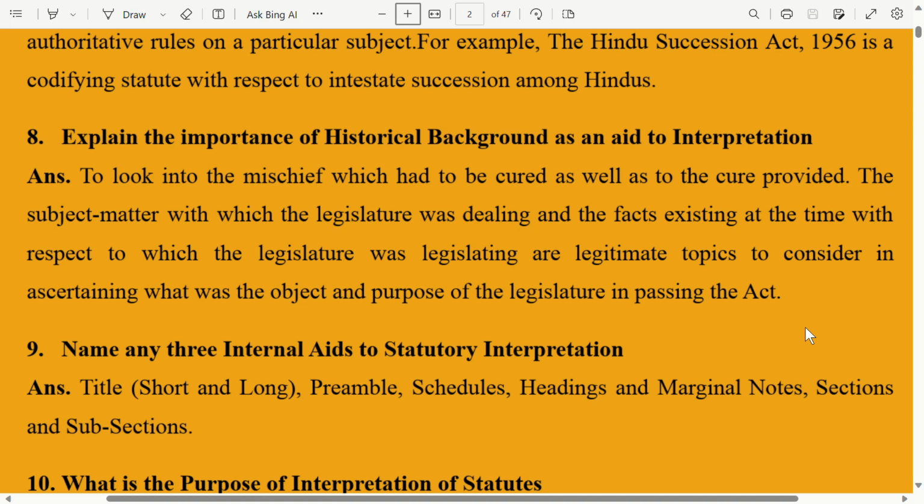Name any three internal aids to statutory interpretation. Title, short and long, preamble, schedules, headings and marginal notes, sections, subsections. These are the internal aids to statutory interpretation.